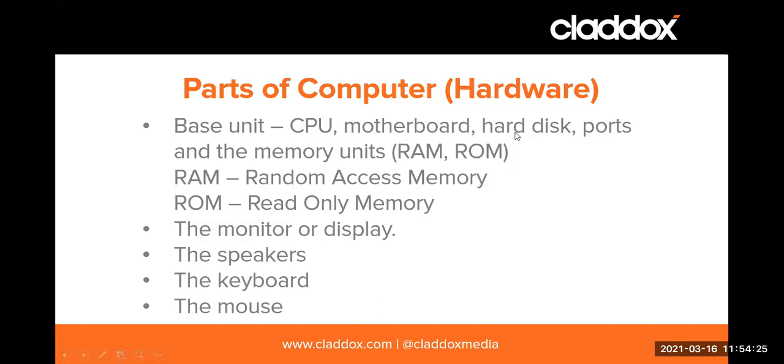So I've included the memory units there now. We have the RAM. Your RAM is the random access memory. It is a temporary memory, and it is what makes your computer run faster. Now, if you want to buy a laptop, especially a laptop now, not even a desktop computer, your RAM is very important.